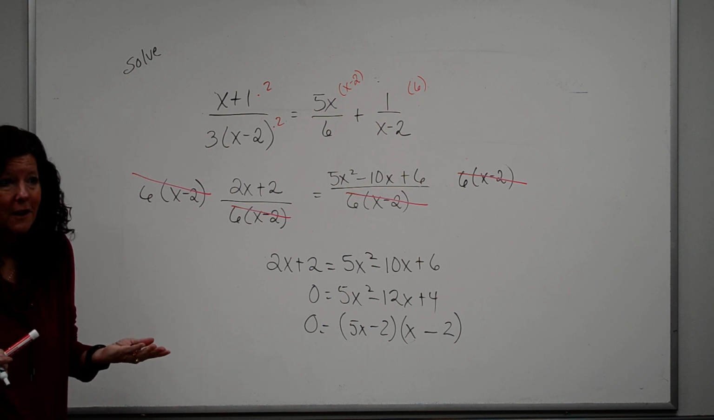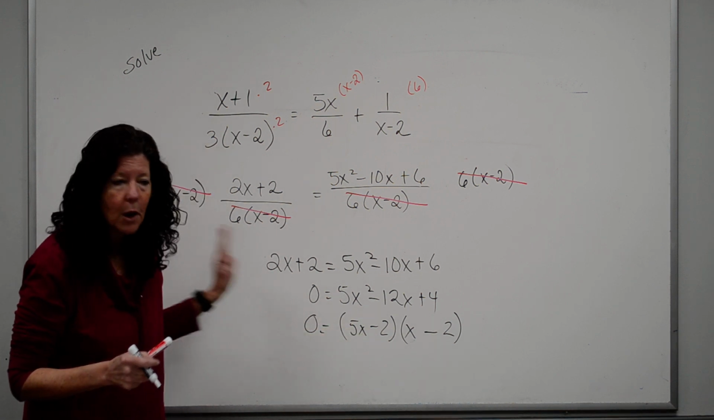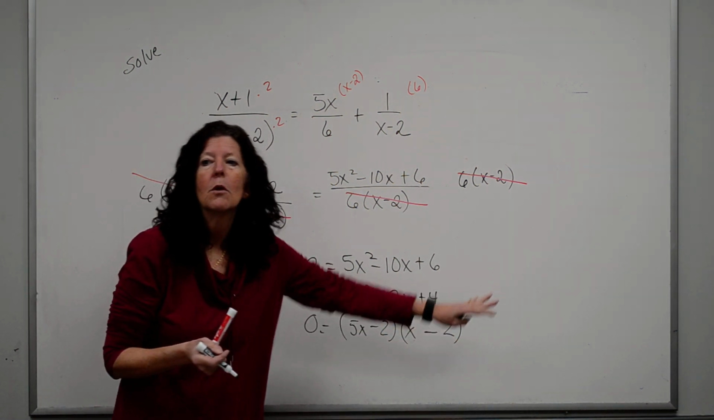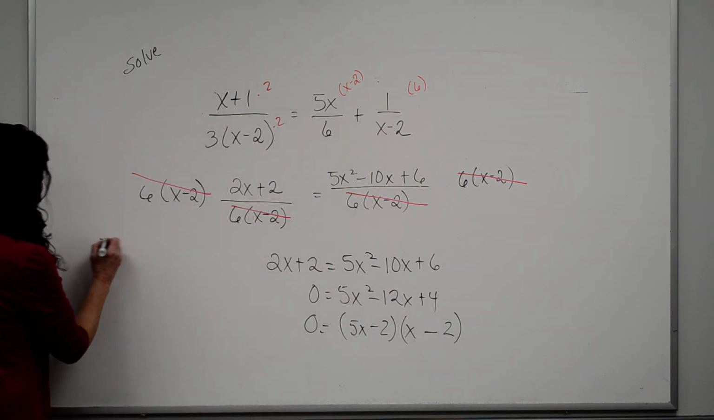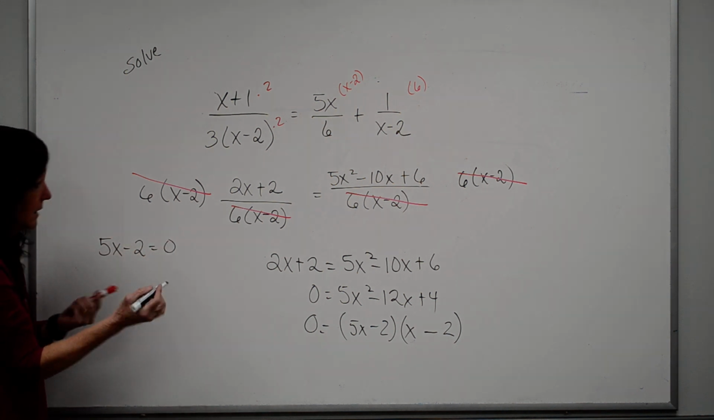I'm going to solve it. So I set them both equal to 0. If that parenthesis is equal to 0, the whole thing is equal to 0. If this parenthesis is equal to 0, the whole thing is equal to 0. So I want to know what's going to make that parenthesis equal to 0, so I set it equal to 0 and figure it out.